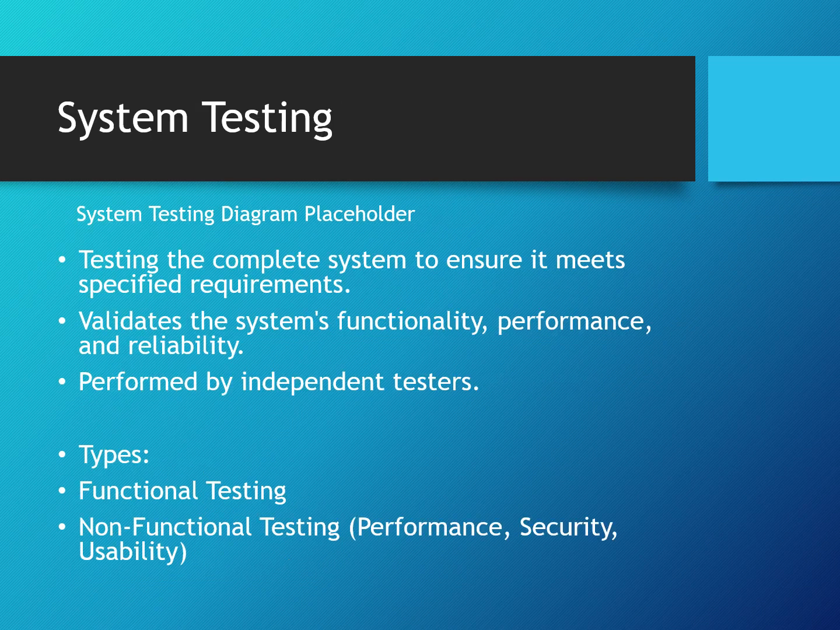System testing is done once all modules are integrated. It tests the complete application to ensure it meets the original requirements. Independent testers usually perform this phase to maintain objectivity. It includes two main types: functional testing, which verifies if features work as expected, and non-functional testing, which checks performance, usability, security, and more. This is the phase where we simulate real-world user scenarios to ensure the software can handle anything users might throw at it.